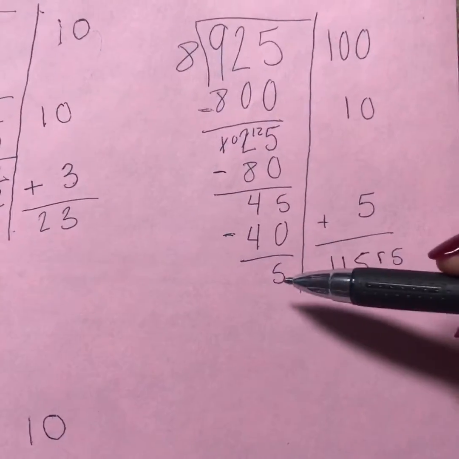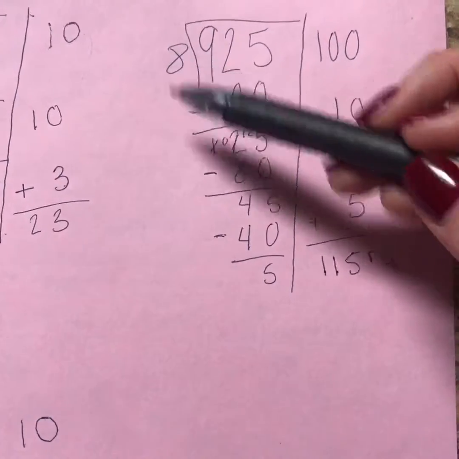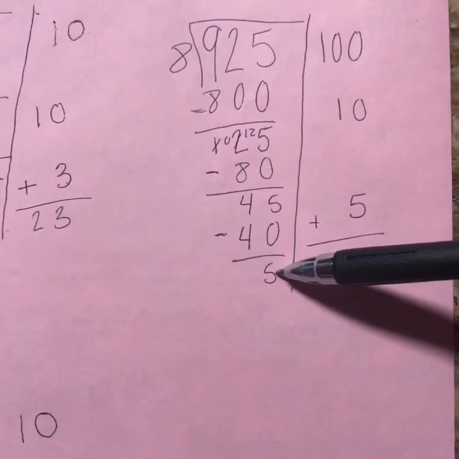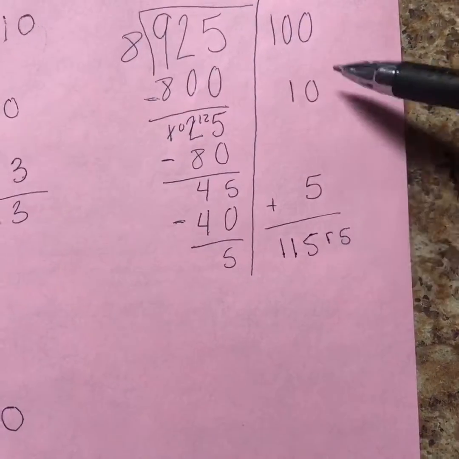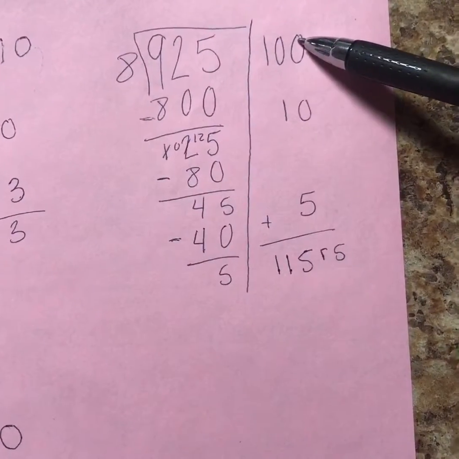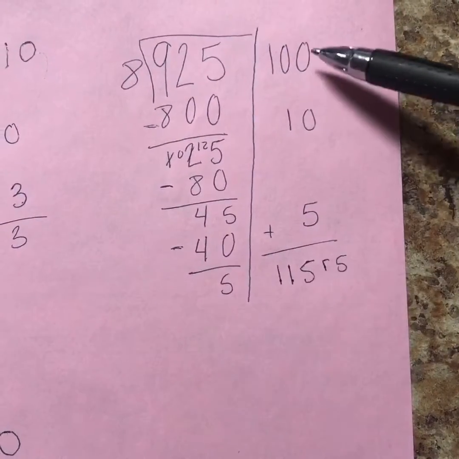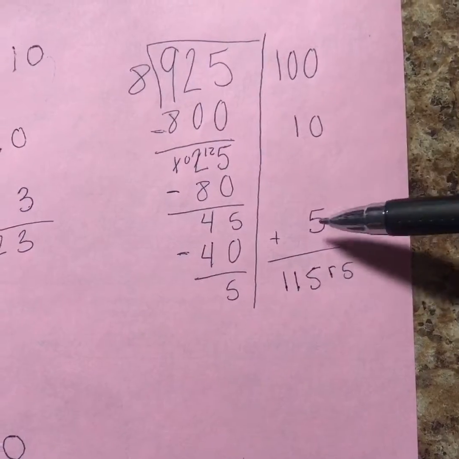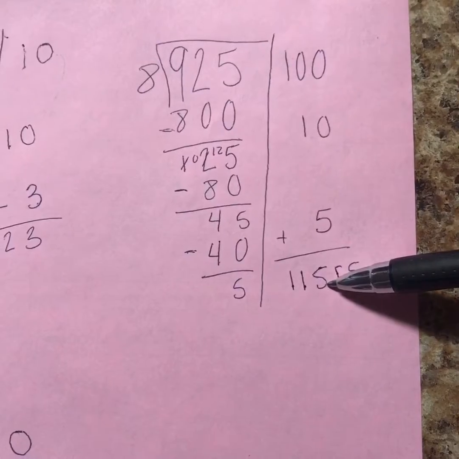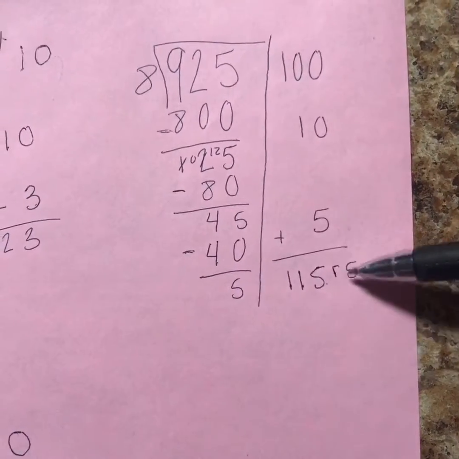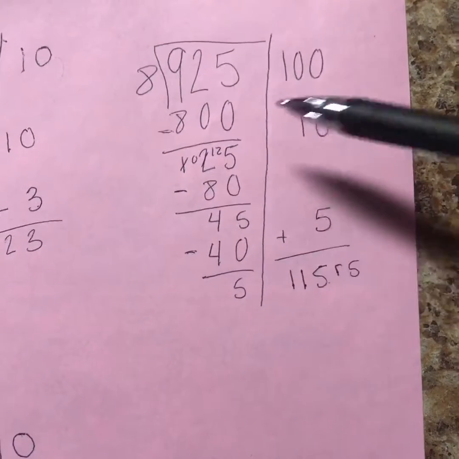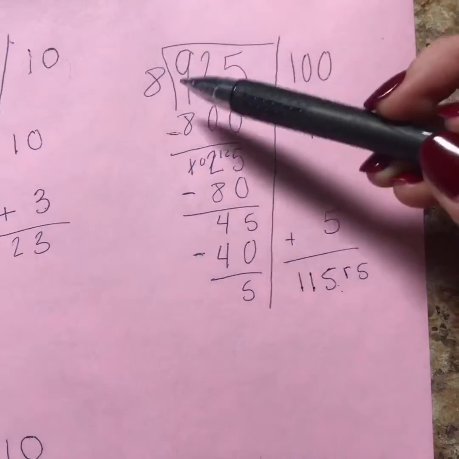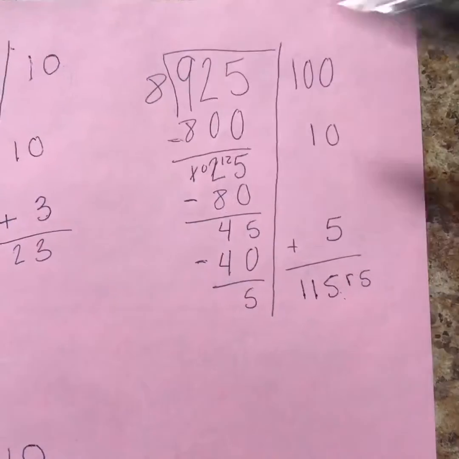45 minus 40 was 5, and I knew that 8 times something could not equal 5, so that would be my remainder, what I have left over. So then I added up all of my numbers on the right side of my line, 100 plus 10 plus 5, and I got 115. And since I had 5 left over, I needed to bring that over to my answer. So 115 remainder 5 would have been my answer to 925 divided by 8.